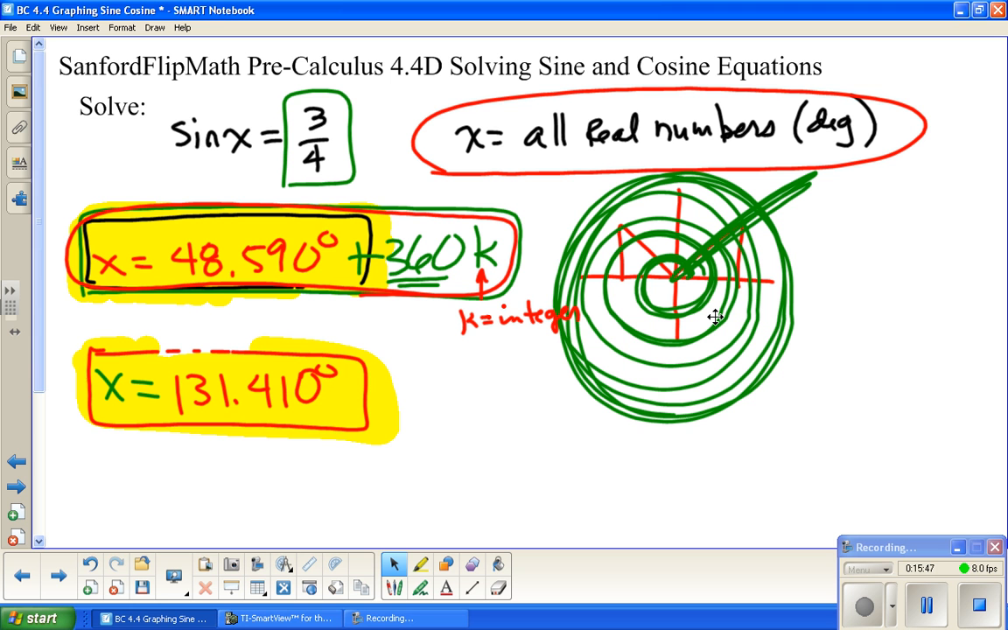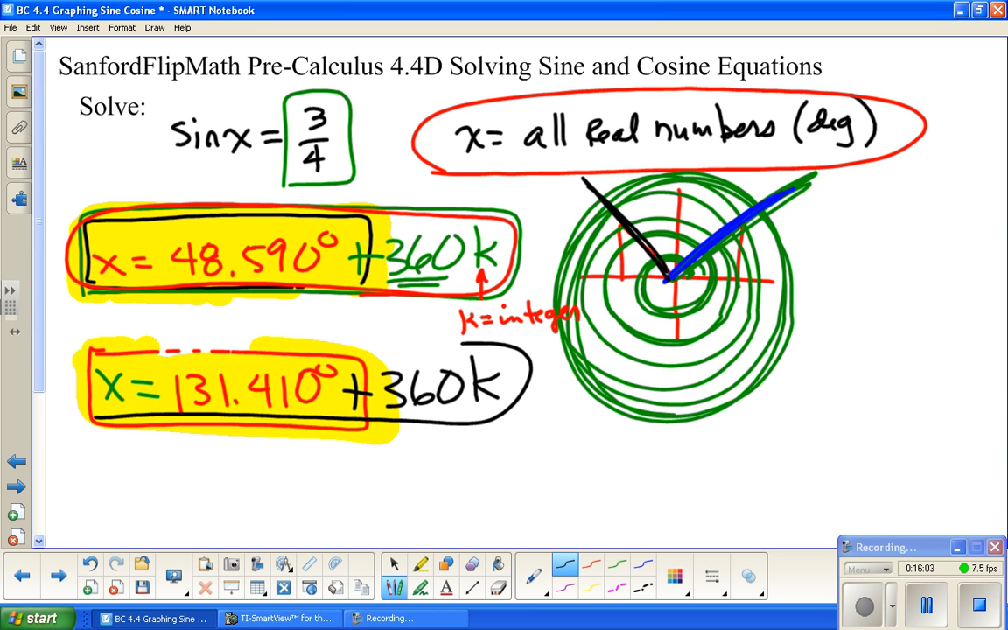Well, that's great, Mr. Sanford, but that didn't answer the question about the other quadrant, because none of these angles end up in the second quadrant. They all end up in that first quadrant. Well, right you are, and so the second quadrant is handled with this one in the exact same way. Okay, so there it is. This is if x was in all real numbers. Now, this is assuming that it's in degrees.